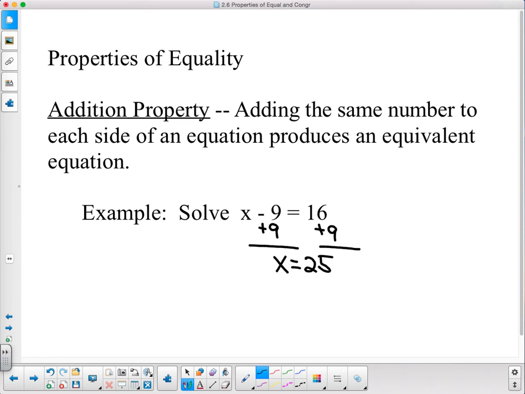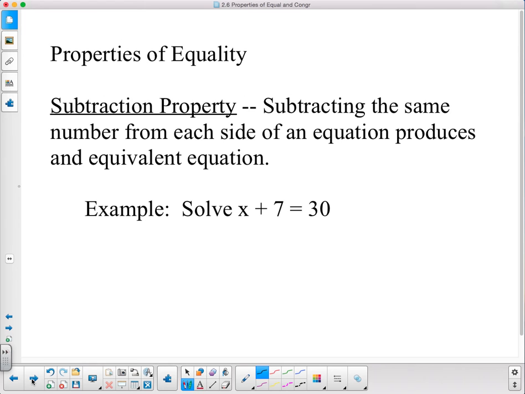Those of you writing, you're going to have to write quick, or else take the sheet and then write it in your own notes. Subtraction property, subtracting the same number from each side of an equation produces an equivalent equation. So you can subtract the same amount on either side. So if this were your example, solve x plus 7 equals 30, what would you subtract from each side? 7. Subtract 7 here, subtract 7 here. You get x equals 23. You did the subtraction property of equality.